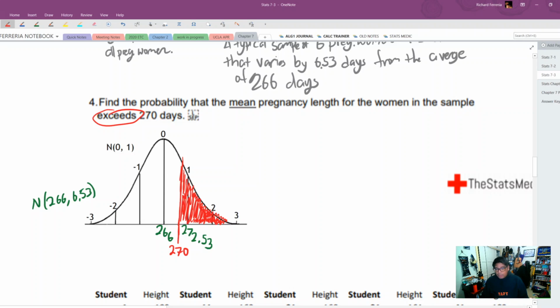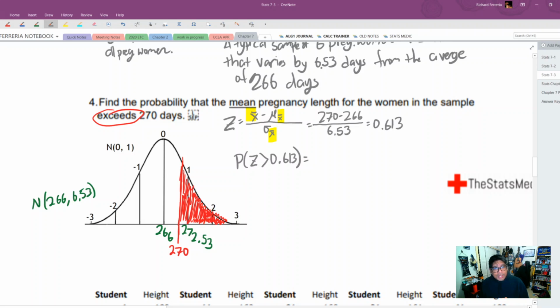Okay, we need our two equations. Start with the z-score equation. Notice how this changes now. We now have x bar minus mu of x bar over sigma of x bar. Notice how all of those x bars match here. So we're going to substitute the numbers we know. That's 270 minus 266 over 6.53. That gives me a z-score of 0.613. Then we write our probability statement, and from our probability statement, we go to our calculator.